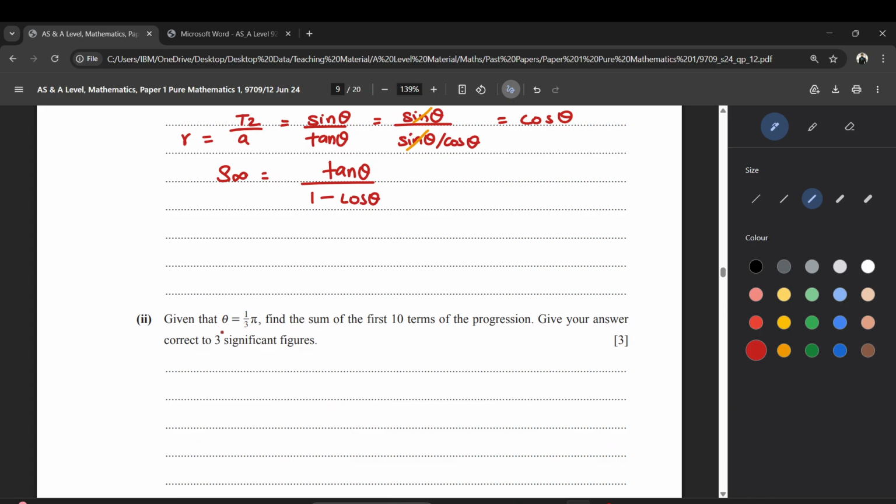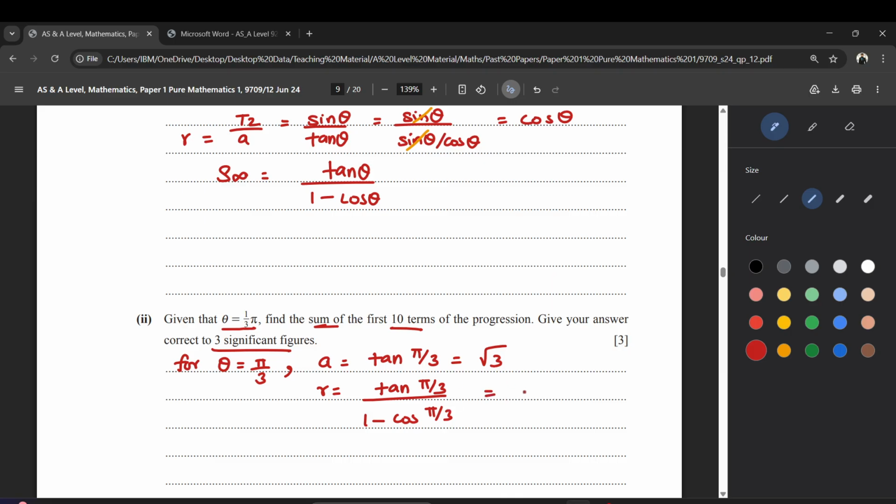Now in part 2, given that theta is equal to pi upon 3, find the sum of the first 10 terms of the progression. Give your answer correct to 3 significant figures. For theta equals pi upon 3, a is going to be tan pi upon 3, that gives us root 3.